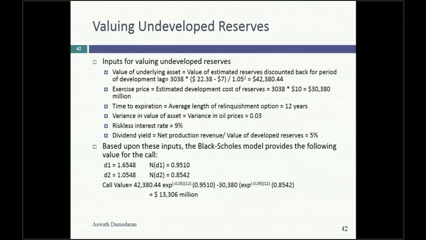So if I paused right there and said, what is the discounted cash flow value of these reserves? What's the answer? 42.38 minus 30.38 is $12 billion. So if I did a discounted cash flow valuation of these reserves, projecting the cash flows, applying prices, present value, the value I'd get would be $12 billion. But let me add the optionality. I haven't developed the reserves yet. I have 12 years over which I can develop the reserves. The variance in oil prices, when I did this analysis, was 0.03.